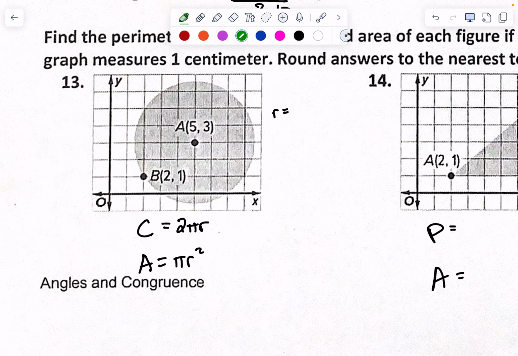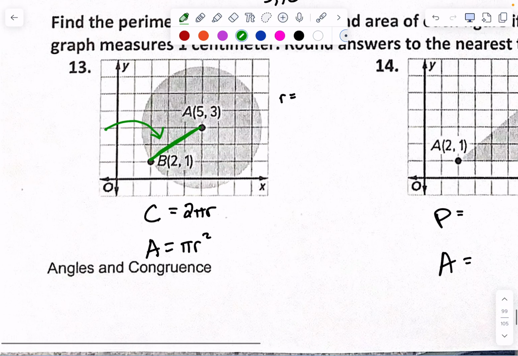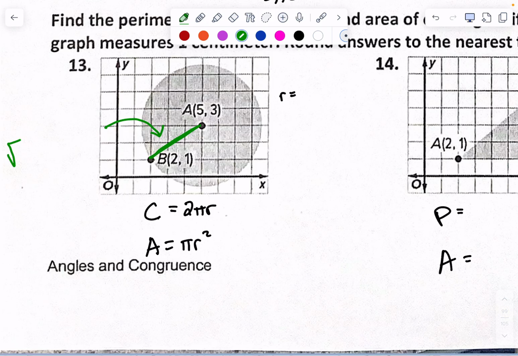It's half of a circle, right? 3 and a half. I got to do this right here, right? 3, 2. And what's that called? Radius. Finding the radius by using the distance formula. This is a distance formula, right?